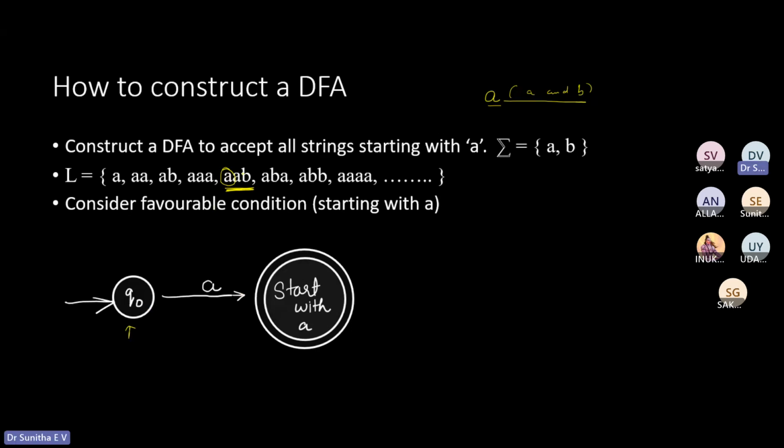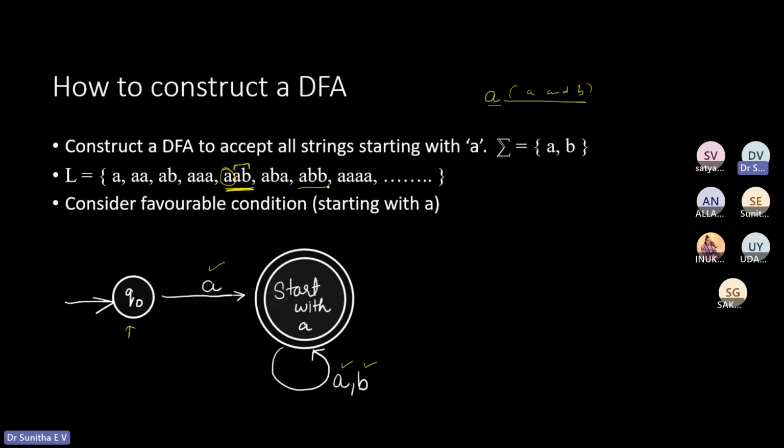Then after this A, I can have any A or B. Once I reach this final state, whatever comes, A or B, it does not matter. I can still accept the string. So I will put a self loop over there. The first character is A. This is our favorable condition. After that, I can have any number of A and B, any combinations, no problem. Still, I can accept the string.